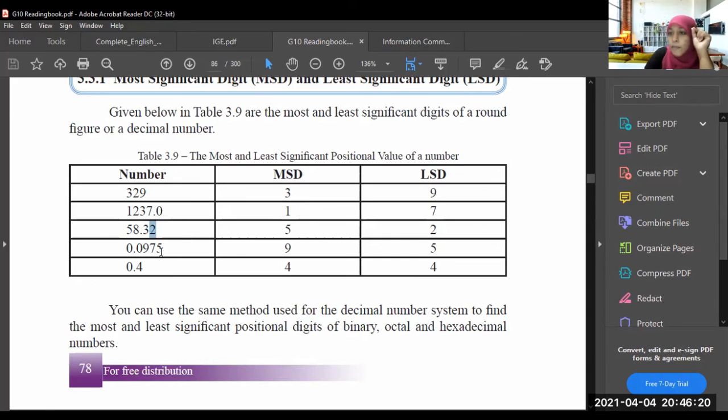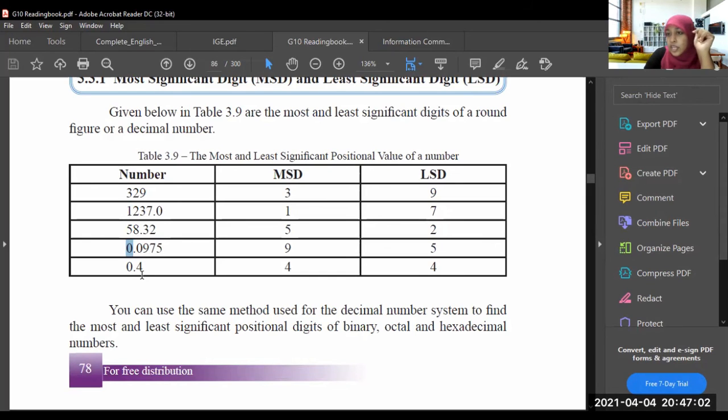Here, 0.0975. See, the most significant digit. Why is the 0 not considered as the most significant digit? Because the 0 doesn't have a value. That's why we are not considering the 0 as a digit. It doesn't have a value. So we can't call it the most or the least, right? So let's go to the next one after the decimal. Again 0. Also we can't consider it as the most significant value. Coming to the next one, the 9 is the most. The biggest number here is the 9. -1, -2, right? The least significant value is 5.